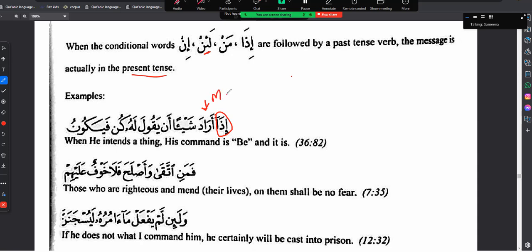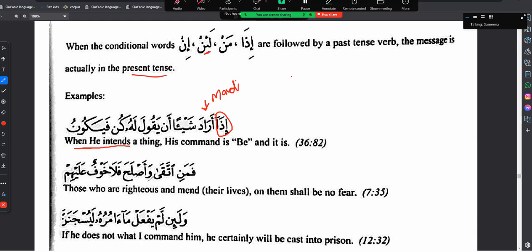Okay, so fi'l madi, arada, it should have been he intended in the past tense because this is madi. But since it is preceded with a conditional article إذا, the meaning is in the mudari. It becomes when he intends in the mudari form. Okay, a thing, his command is be and it is. Is it clear, everyone? Whenever you have these conditional articles and then you have a madi after it, the meaning is in the mudari. That is the thing.